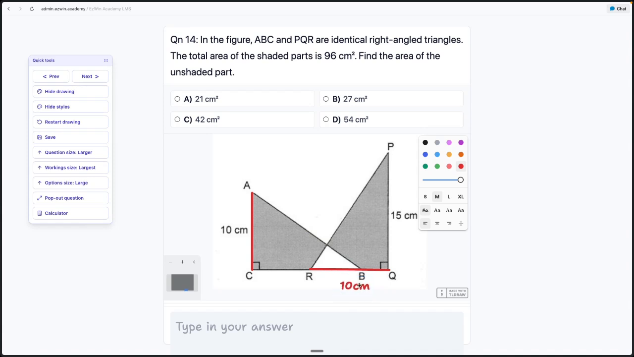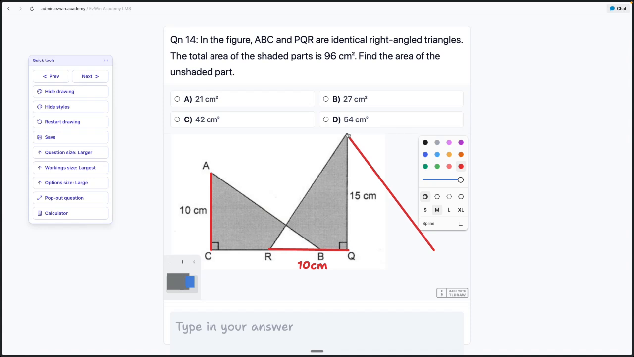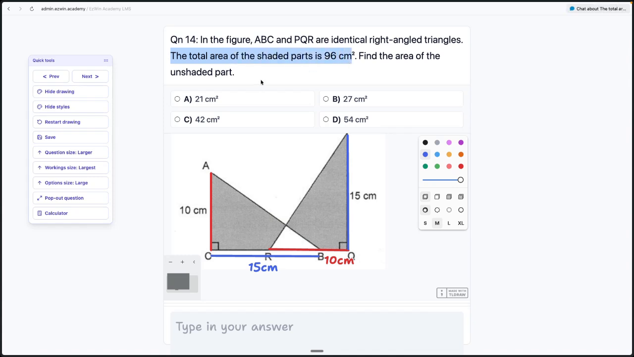Then we also know that this is also 15 centimeters. So this 15 centimeters over here, let me make this into blue. Yes, okay, very good. So this one is 15 centimeters. That's what we see over here. So technically I'll put here 10, then I'll put here 15. Okay, this one is right. So we know that these are identical as what we see over here, right? 15 and then 10. So the total area of the shaded parts is 96 centimeter square.